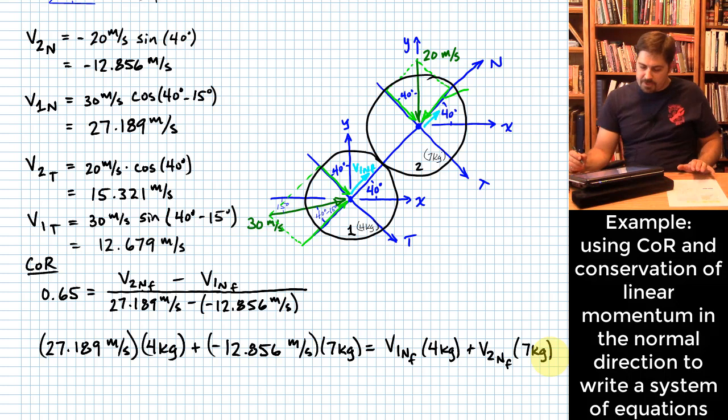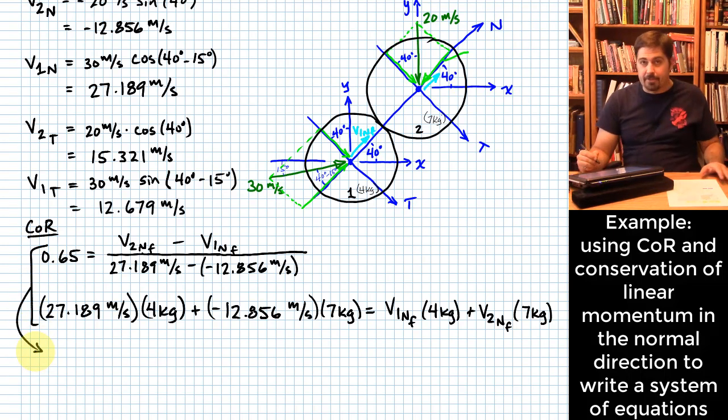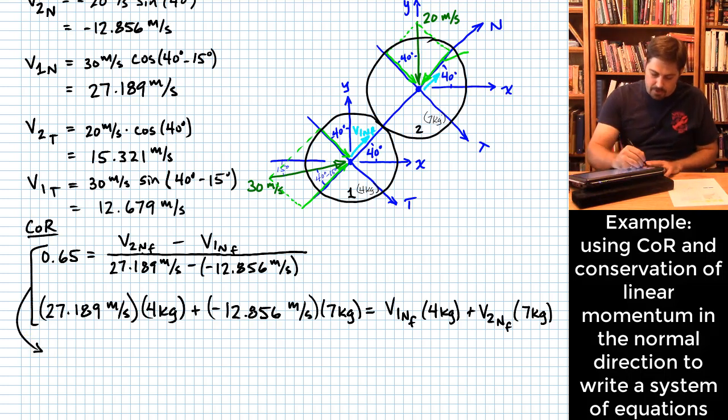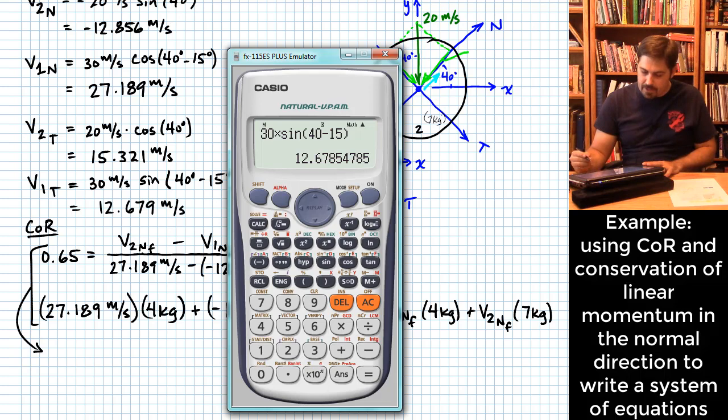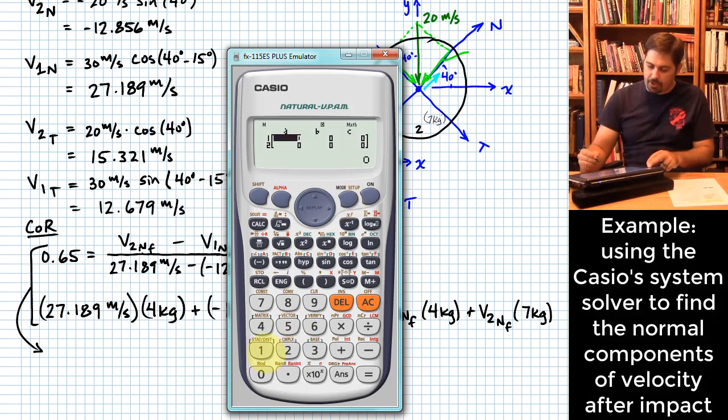All right, and here's what's nice. This actually constitutes a 2x2 system of equations, and it is linear. So that means that there's no reason that we can't go ahead and plug this into a solver like the one that's in the Casio. All right. So here's what that looks like. We go into the equation mode. Okay, this is the 2x2 solver.